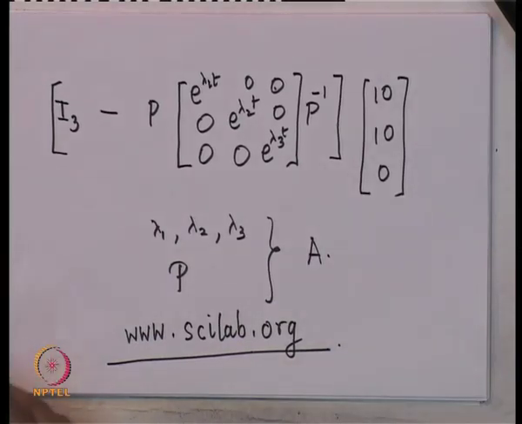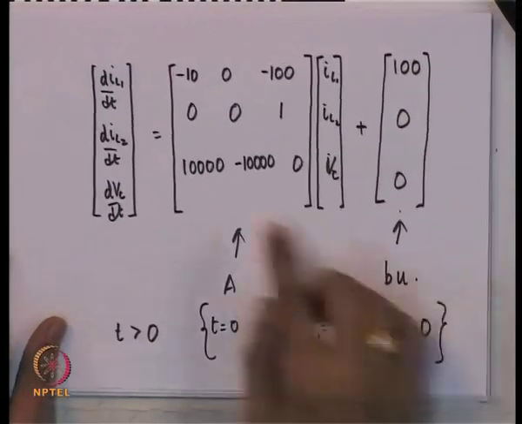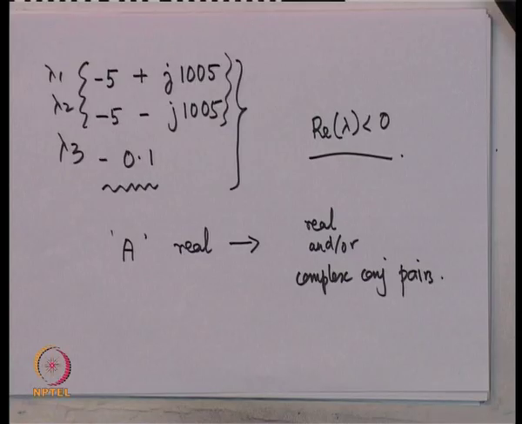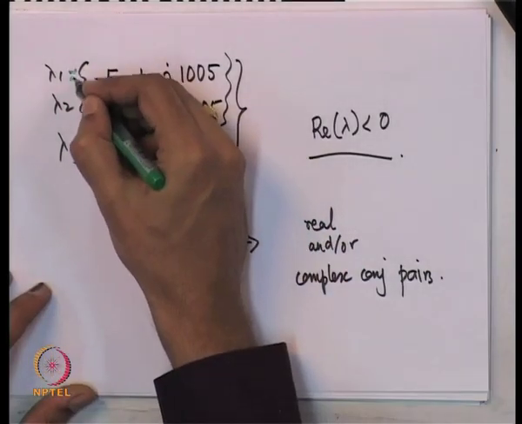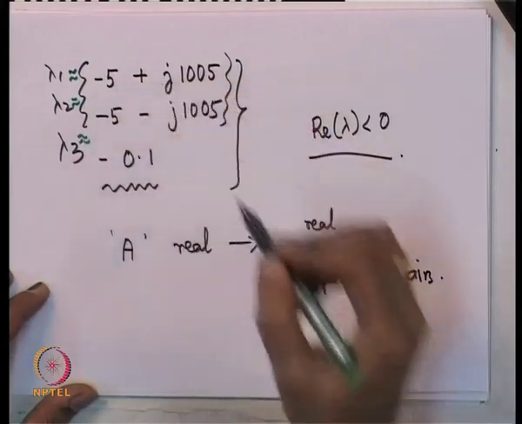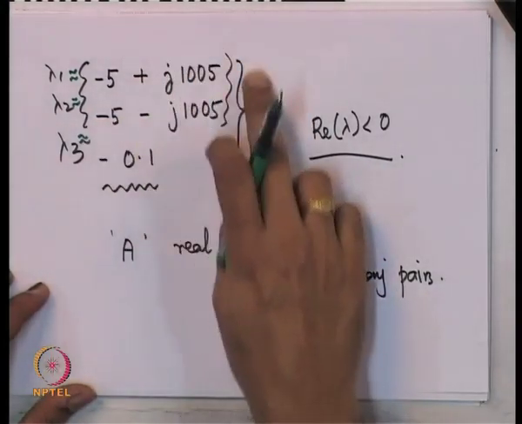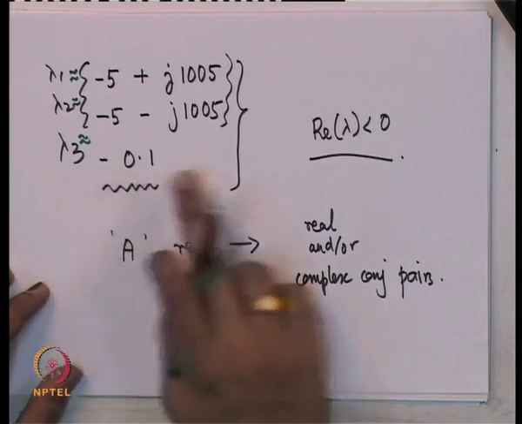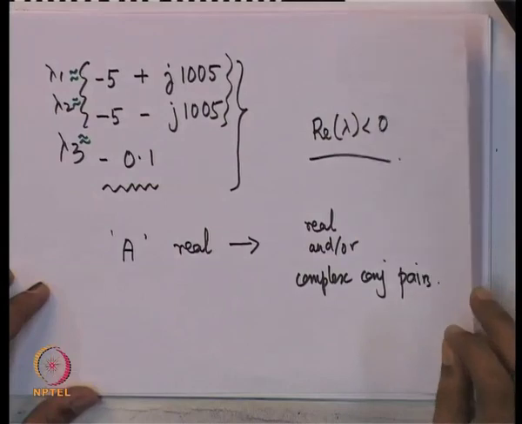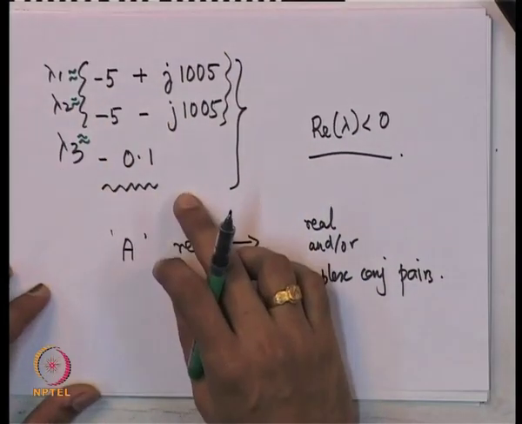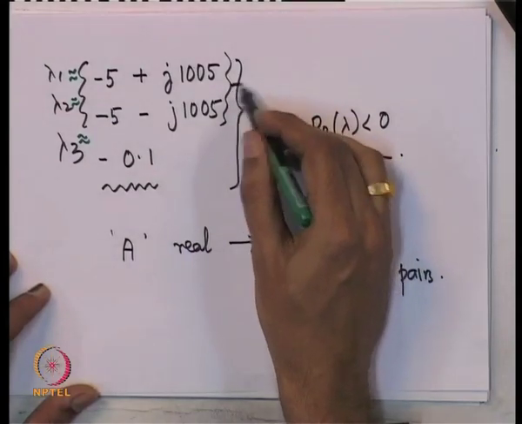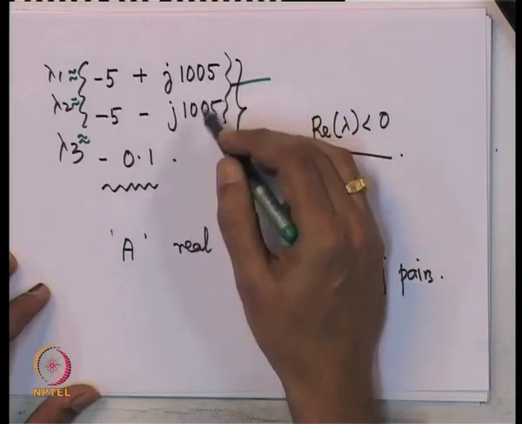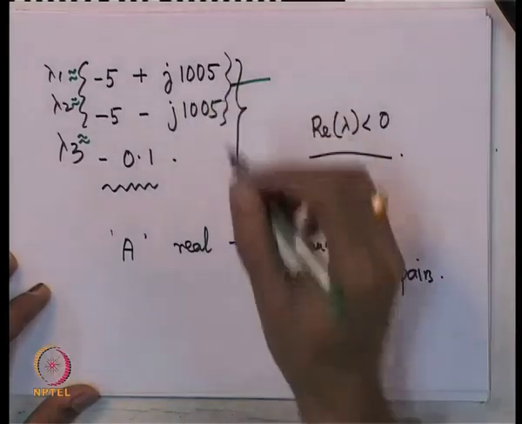Now, if you recall what A is, the most notable feature here when we did this study was that lambda 1 was approximately equal to this, and lambda 2 was this, a complex conjugate pair. And you had a real eigenvalue which also had a negative part. So, this is a stable system. Now, these were the eigenvalues, and the most important feature which struck us then was that the magnitude of this pair of eigenvalues and this one is vastly different. This is a very small eigenvalue, and this is a very large magnitude eigenvalue.